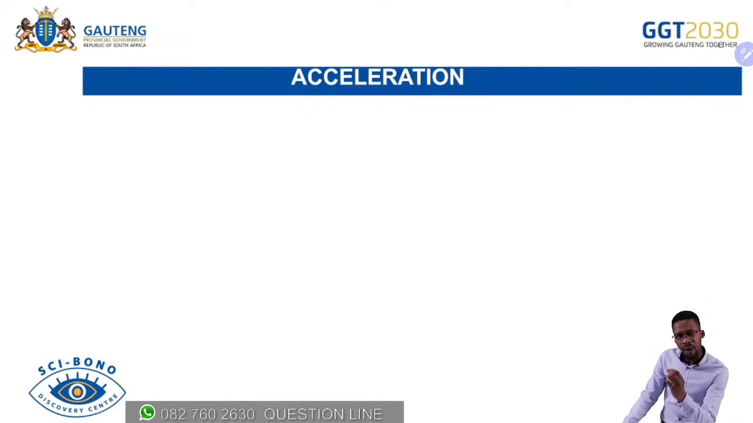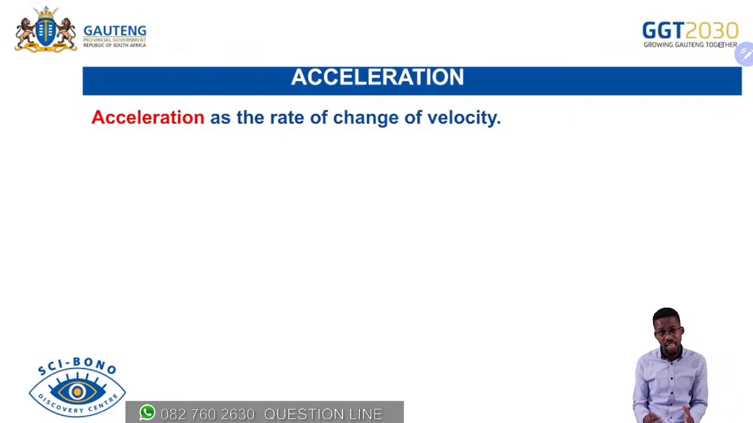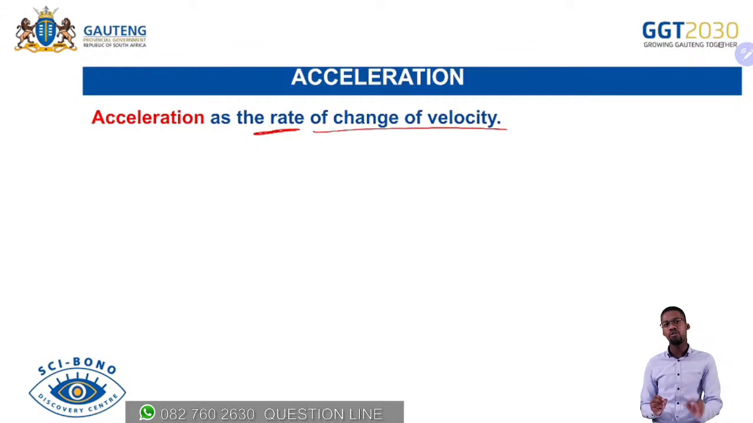So let's start by talking about acceleration. This is what we did in grade 10 when you had to deal with motion in one dimension. Acceleration. And I love the way in which you defined acceleration. You said that acceleration is the rate of change in velocity.